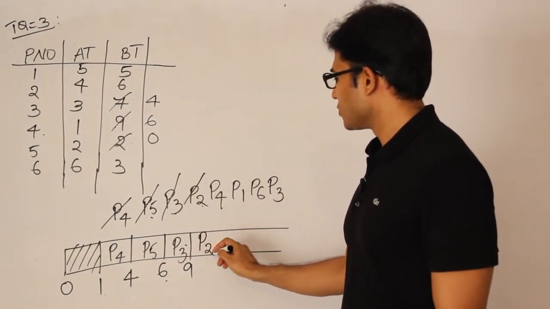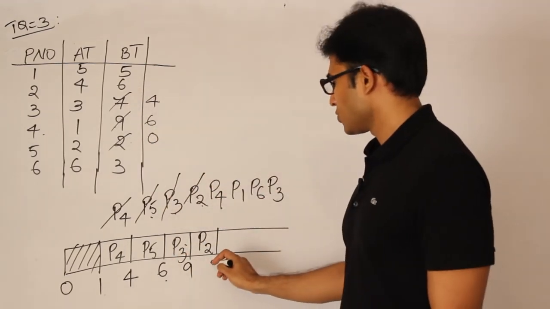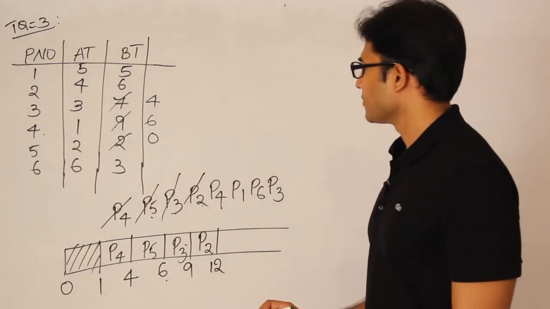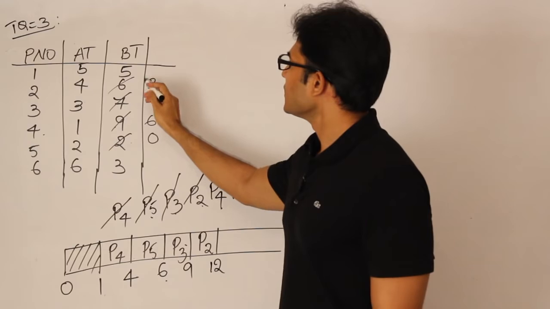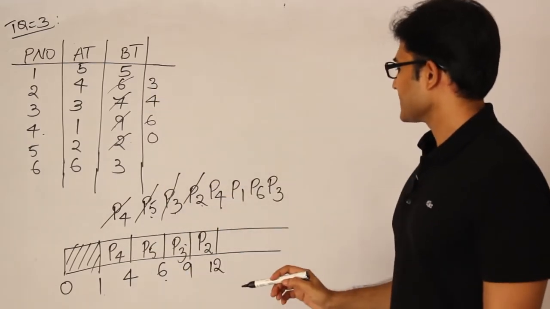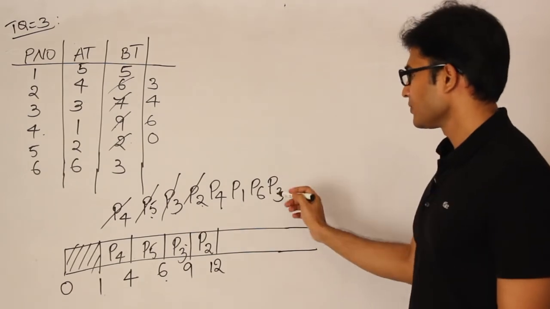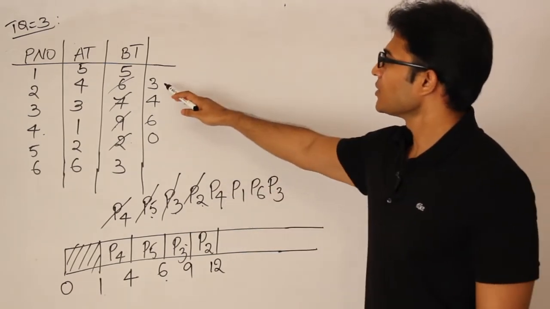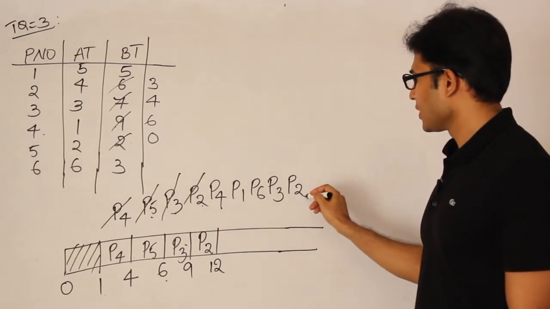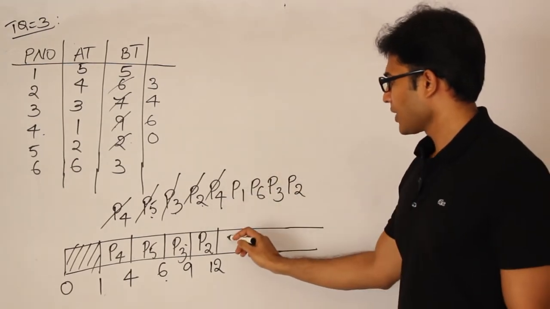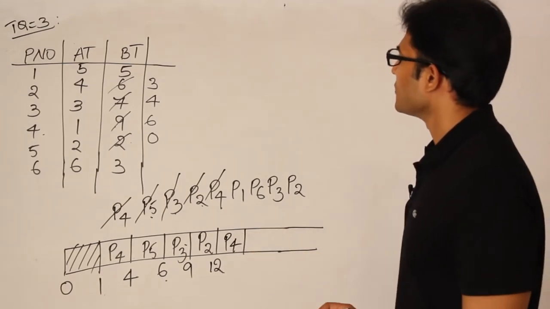So I am going to take P2, and how much time does P2 require? 6 units. Therefore I run it for 3 units because I have only that much quantum time. Therefore it is going to be 3 now, right? And now should I add P2 back to the queue? Yes, because P2 needs to be executed a further 3 units. Therefore add P2 back to the queue. And what is the next one? P4. I am going to schedule P4, right? And how long are you going to execute P4?